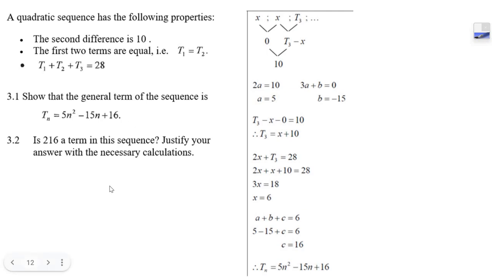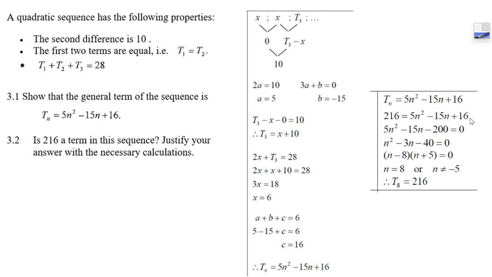Now let's try the next one. There was no need to do any of this. It says, is 216 a term in the sequence? Well, all you do is let 216 equal the sequence and find out. And that's all they did. They took 216 and they let it equal the sequence. And okay, 216 minus 16 gives you 200. Now, they were very smart to see that 5 goes into everything here and divide everything by 5. And they got n squared minus 3n minus 40.